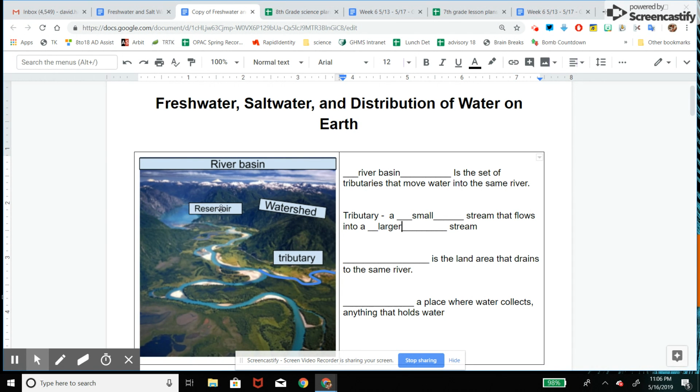Watershed. A lot of the properties of any freshwater is stuff that's brought to it from the land that it crosses. The watershed is a land area that drains to the same river. So all these watersheds are all draining into the same river. When it rains, it runs across these right straight into the river, and it goes all the way down. A reservoir is anything that holds water.